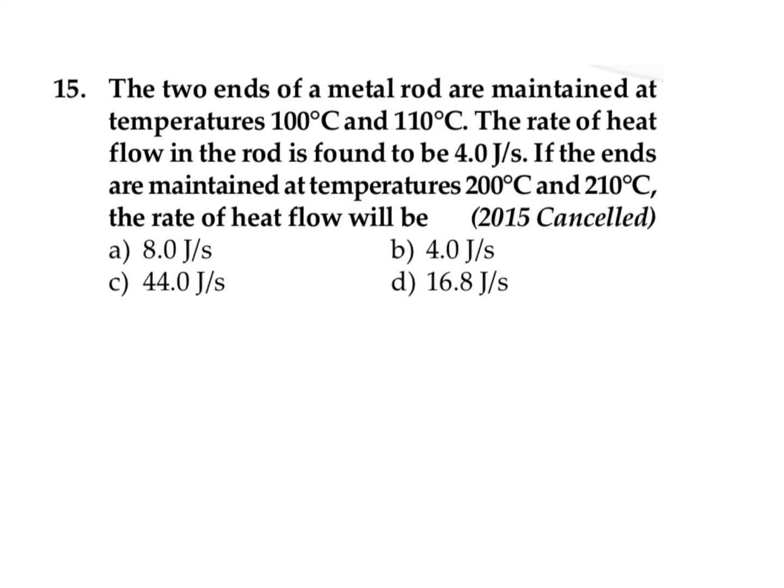In this question it is given that the two ends of a metal rod are maintained at temperatures of 100 and 110 degrees Celsius. The rate of flow of heat in the rod is found to be 0.04 joules per second. If the ends are maintained at temperatures of 200 and 210 degrees Celsius, the rate of flow of heat will be? So what they're trying to say in the question is that there is a rod.